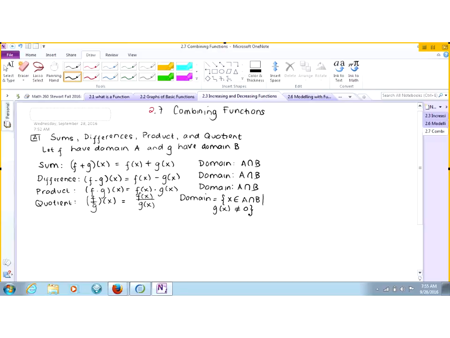Okay, let's do an example. So, for example, let F of X be 2 over X minus 3, and G of X be square root of X.